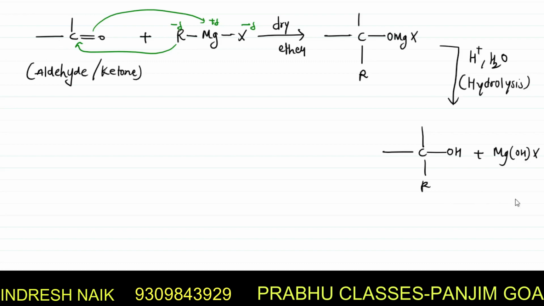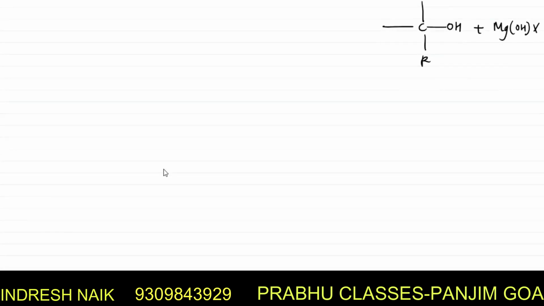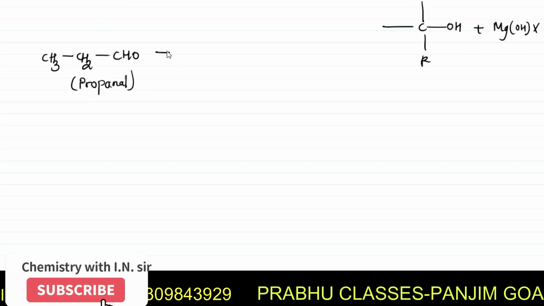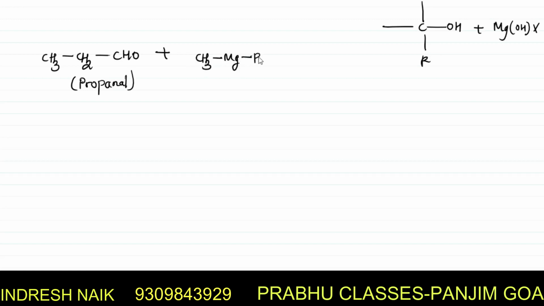So these steps you have to remember. The mechanism is this simple, and we'll do it with aldehydes and ketones. If you are given an aldehyde, let's say CH3CH2CHO, the name of this aldehyde is propanal. How will you solve this with a Grignard reagent RMgX? Let's take methyl magnesium bromide as the Grignard reagent. What would be the product?